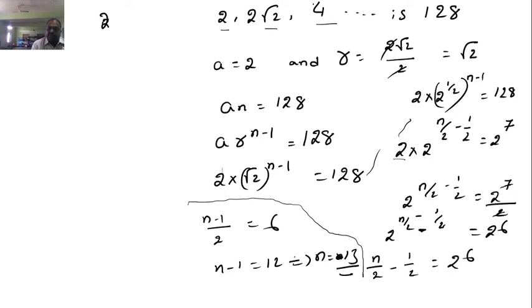Transpose the 2: if you send 2 to that side, it will divide. 2 power 7 by 2 power 1 is 2 power 6. So 2 power n by 2 minus 1 by 2 is equal to 2 to the power of 6. As the bases are same, powers must be equal. n minus 1 by 2, LCM is 2, n minus 1 by 2 is equal to 6, n minus 1 is equal to 12, n is equal to 13. The 13th term is 128.